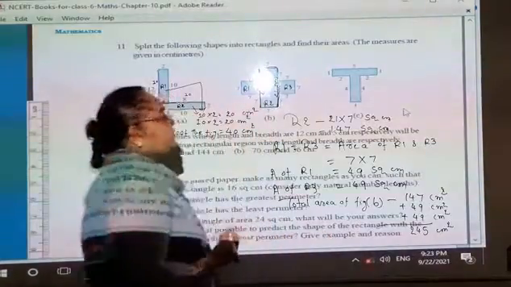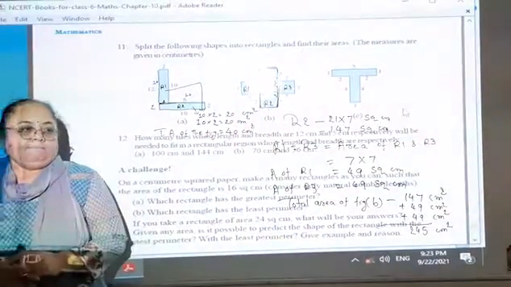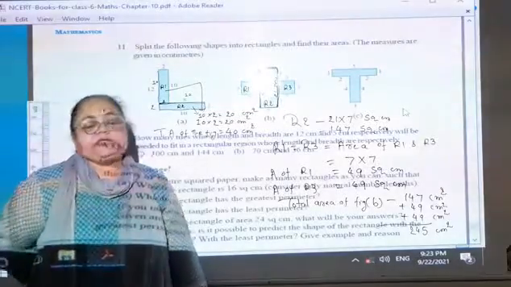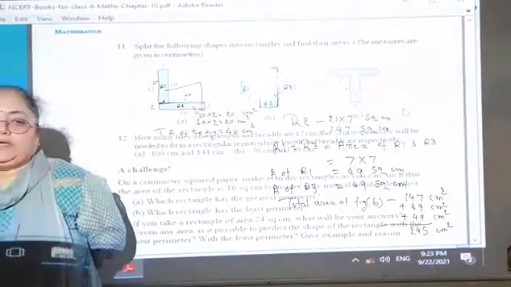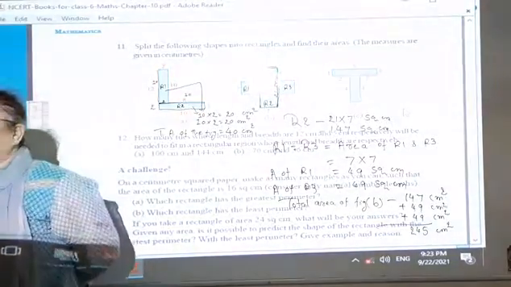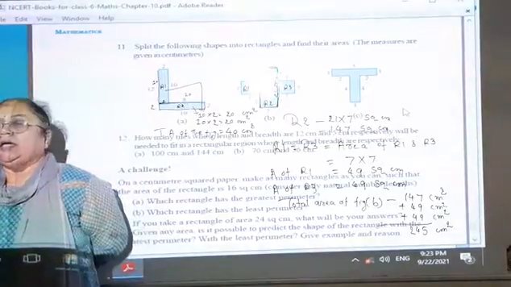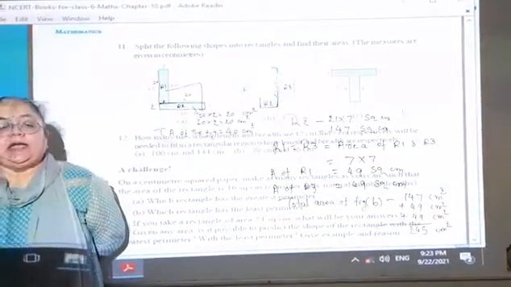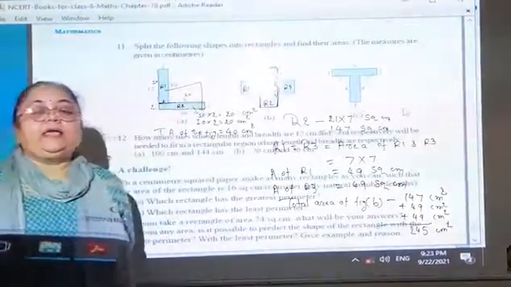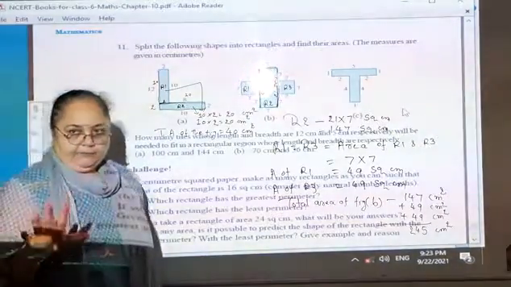Check it. You check it out. 147 plus 49 plus 49. Right. Okay? It is 245 square centimeter. How it comes? Is that clear?